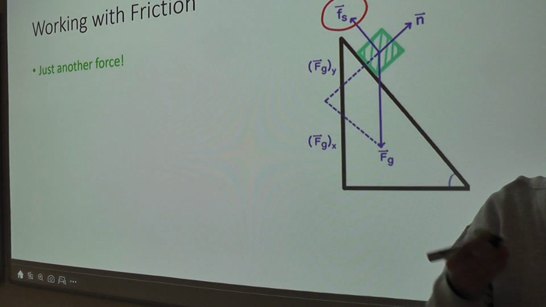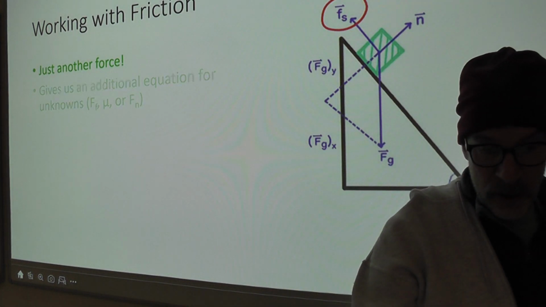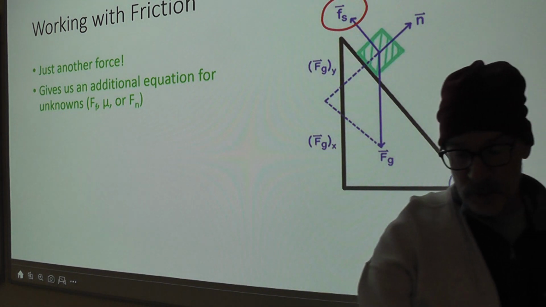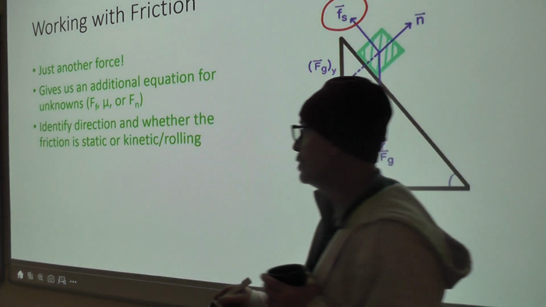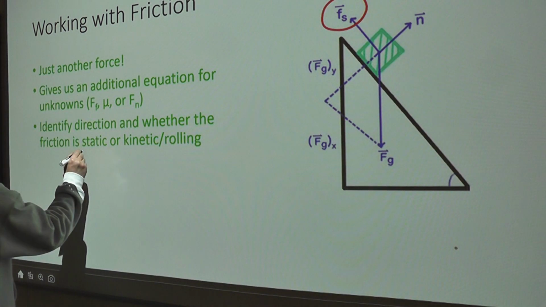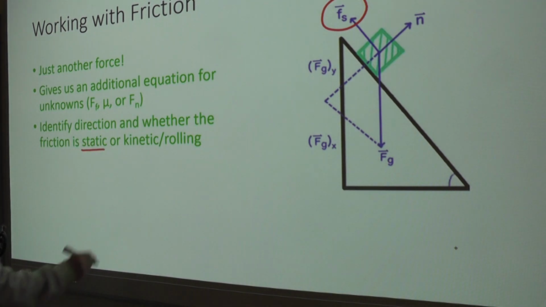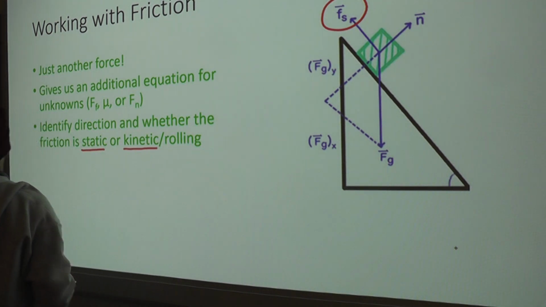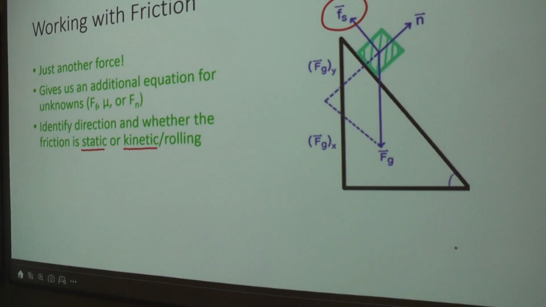How do you know if it's static or kinetic? Well, you need to think about if it's moving or not moving, right? It's going to be static friction if the object is motionless. It'll be kinetic friction if the object is moving. And we need to think about direction. When I talked to you about static friction earlier, I pointed out that you can't just assume that friction is always opposing gravity, because there might be other forces.